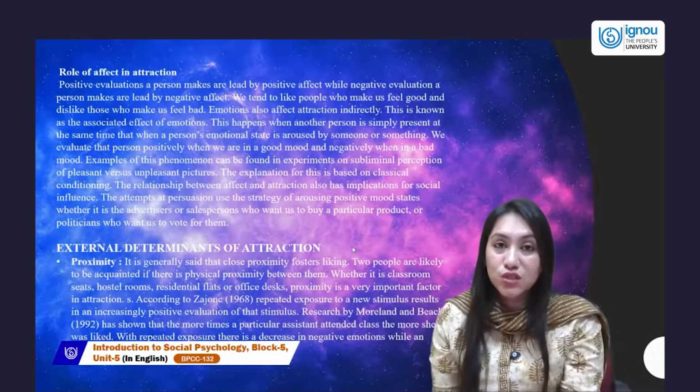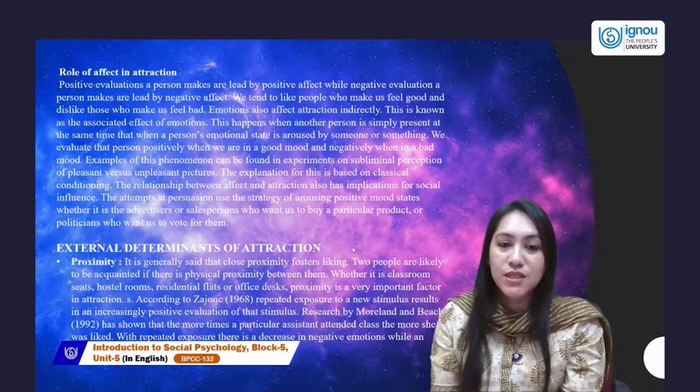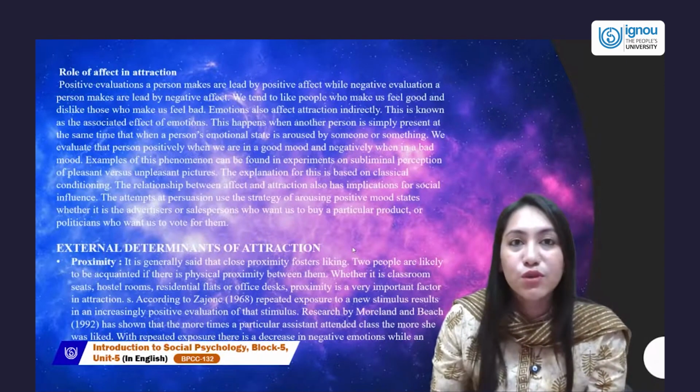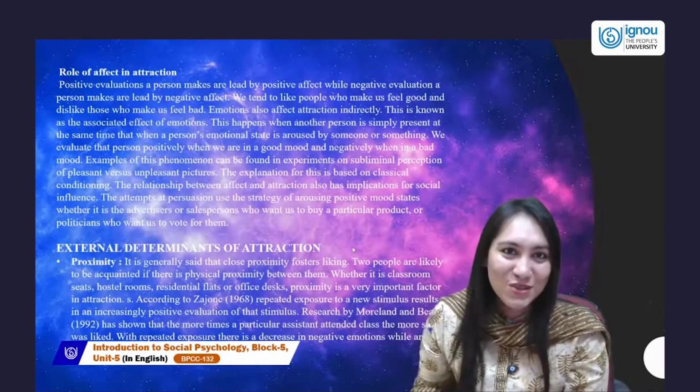And Zajonc also stated that this is not true for negative emotions. The more negative things that you show, proximity will not increase attraction. So it has to be positive.